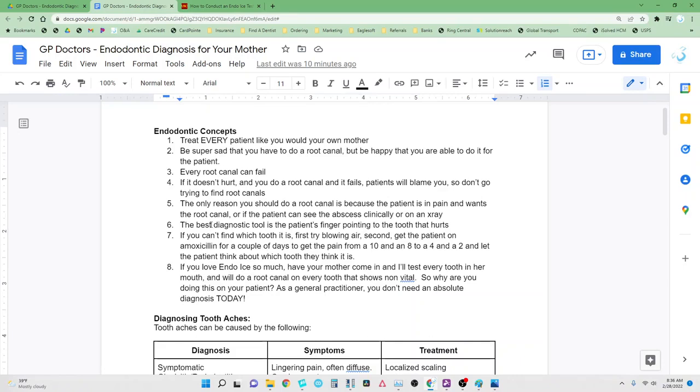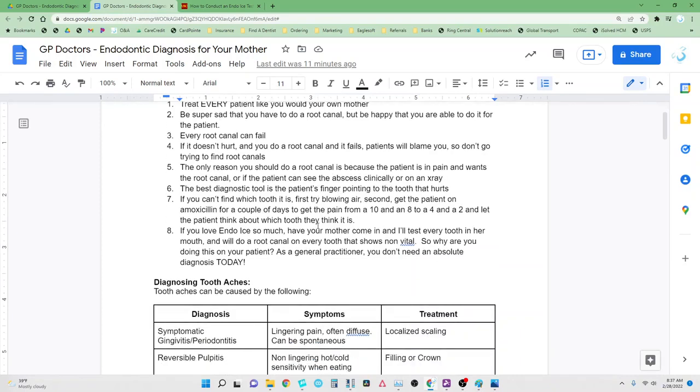Versus if you tell the patient, hey, can you point to the tooth that you think it is? And let's say that they point to tooth number 30, and tooth number 30 and 31 you were kind of thinking needed it. Well, if you end up doing the root canal on tooth number 30 and it didn't resolve everything, they probably needed a root canal on both 31 and 30. But is anyone going to blame you, especially the patient, that you did a root canal on the tooth that they pointed that they needed a root canal on? Absolutely not, okay? So the best diagnostic tool is the patient's finger pointing to the tooth that hurts, okay?